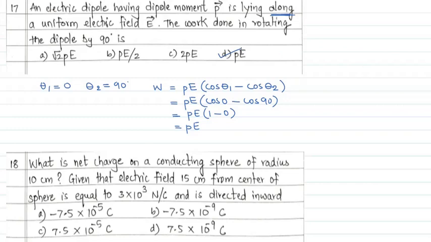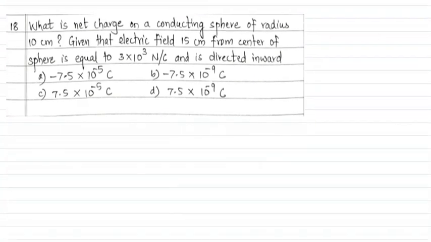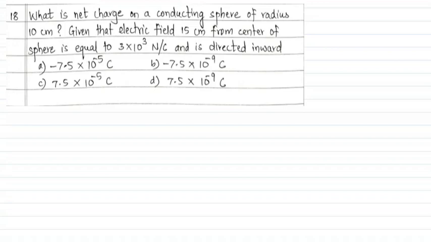Next, 18th. What is the net charge on a conducting sphere of radius 10 cm, given that the electric field 15 cm from the center of the sphere is 3 into 10 raised to 3 and is directed inwards? So there is a sphere, and the electric field is directed towards this sphere. It means that the sphere is negatively charged. So by this you can remove these two options, C and D will not be the answer.